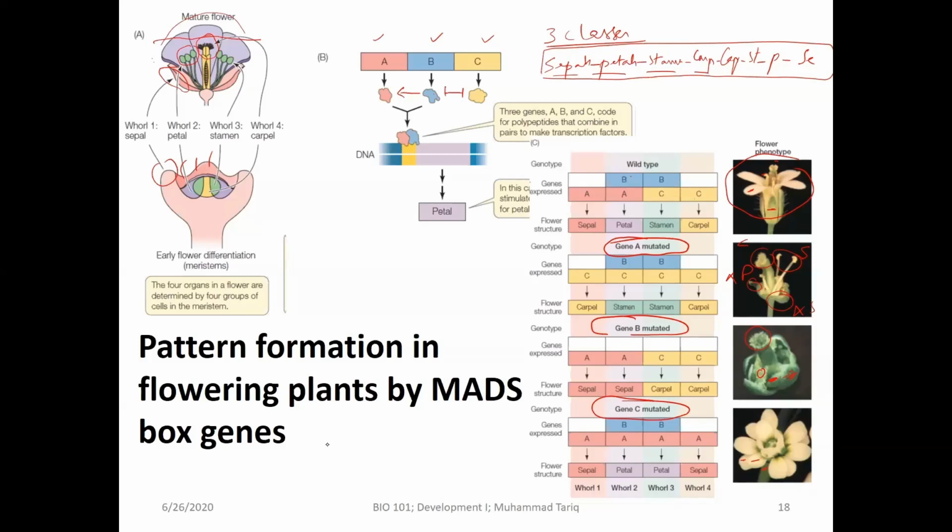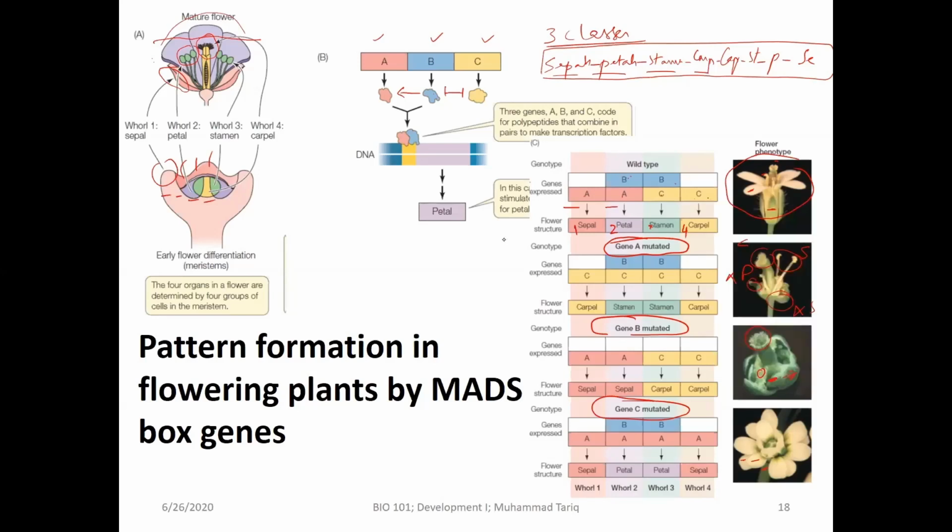Now they made a model, and they said, okay, in normal wild type, if we have now phenotypes of class A, class B, and C, they said gene A is expressed in whorl 1 and whorl 2. Here, this is whorl 1, whorl 2, whorl 3, whorl 4: sepals, petals, stamens, carpel. They said gene A is expressed in whorl 1 and whorl 2, gene B is expressed in whorl 2 and 3, and C is expressed in 3 and 4.